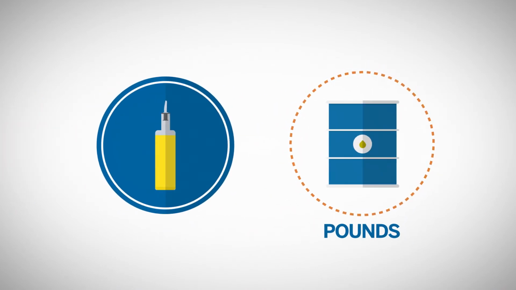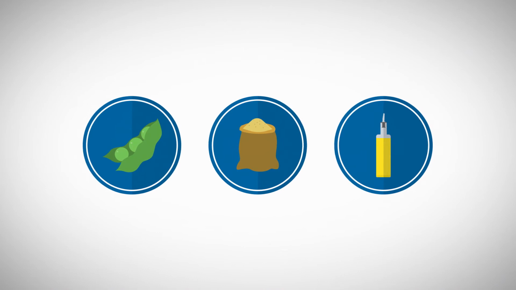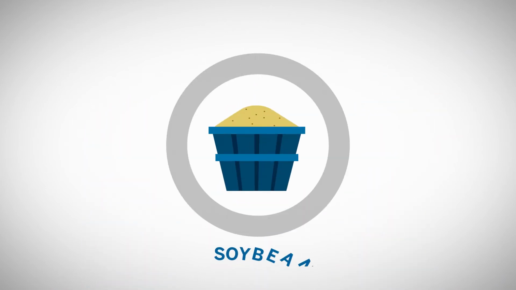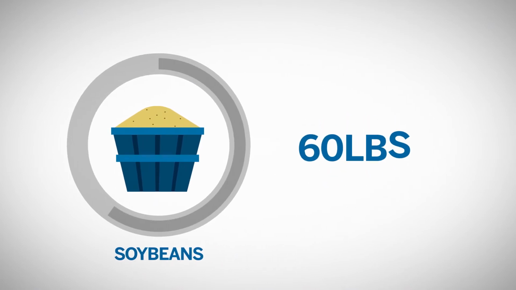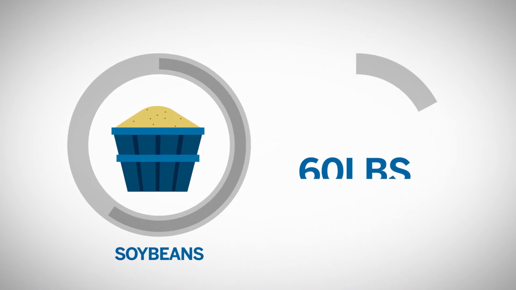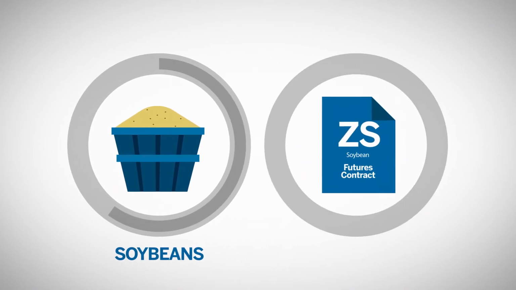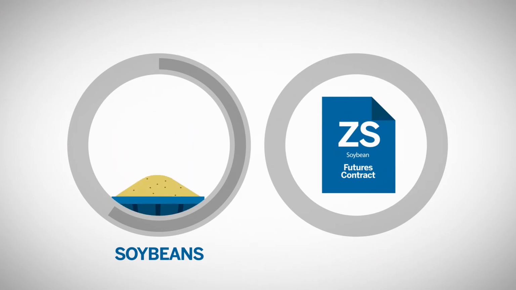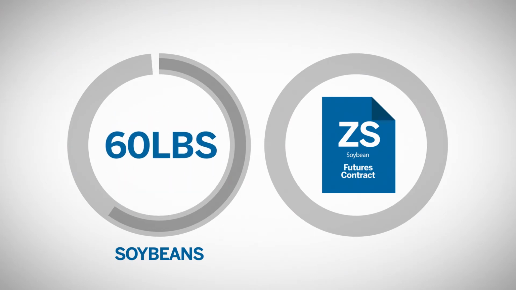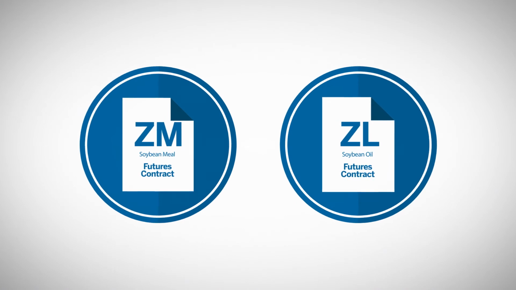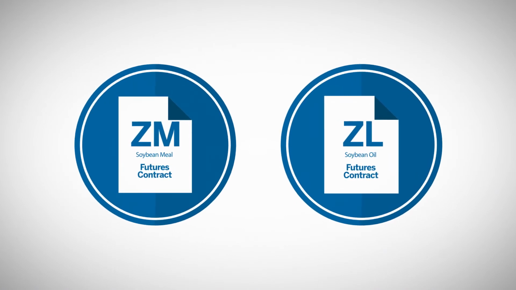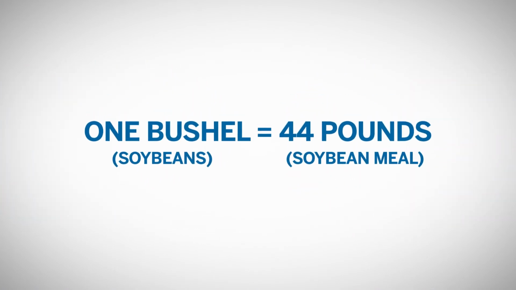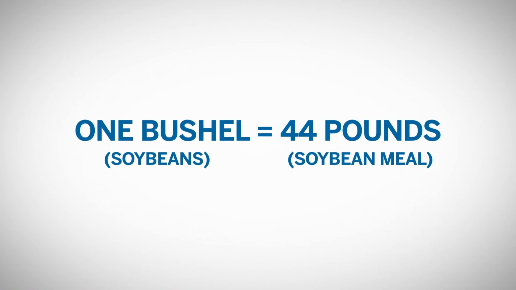So in order to perform an accurate calculation, the prices of the three commodities need to be converted to a common unit. A bushel of soybeans weighs approximately 60 pounds. Since soybean futures are priced per bushel, we can alternatively think of the soybean futures price as the price per 60 pounds of soybeans. Then a conversion factor is applied to the futures prices of soybean meal and soybean oil. A bushel of soybeans produces about 44 pounds of soybean meal.